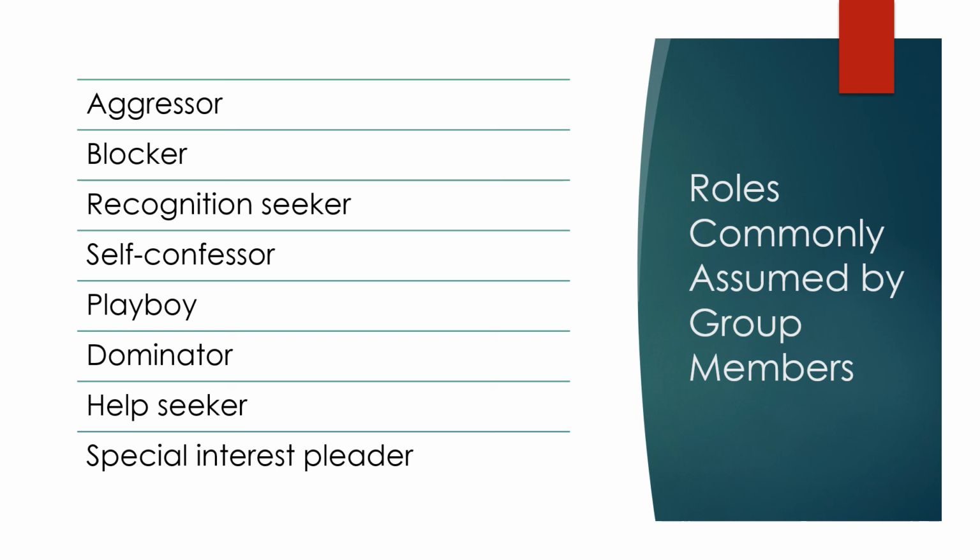Recognition seeker works to focus positive attention on themselves. Self-confessor, playboy, that's your cynicism. Nonchalant horse player. Dominator will attempt to control and manipulate the group. Help seeker, special interest pleader, those are all commonly assumed roles within our group. Managers must be well grounded in group dynamics and group roles because of the need to facilitate group communication and productivity within that organization.